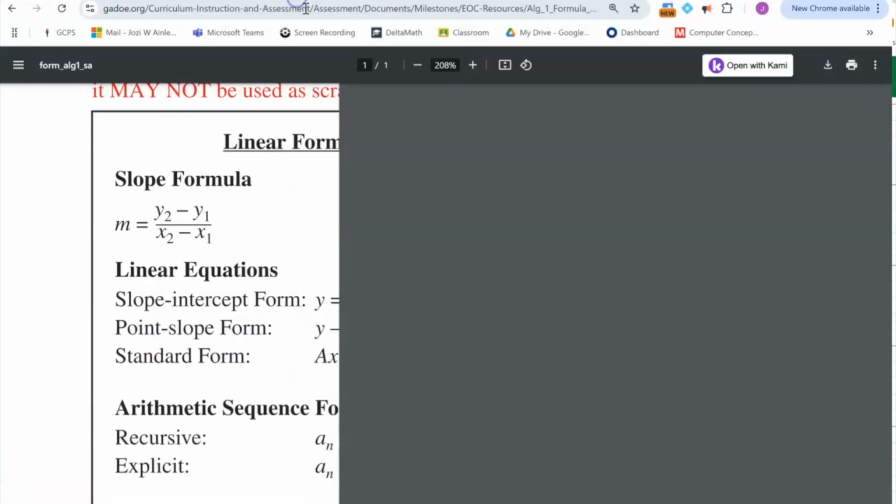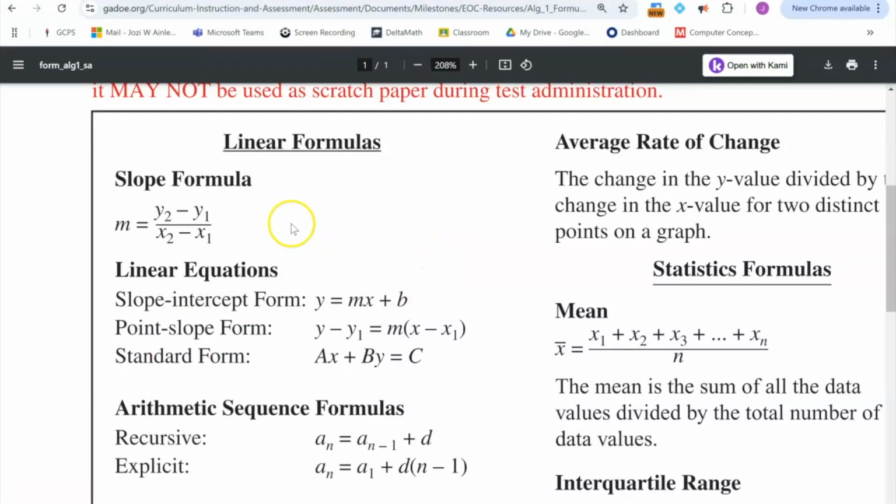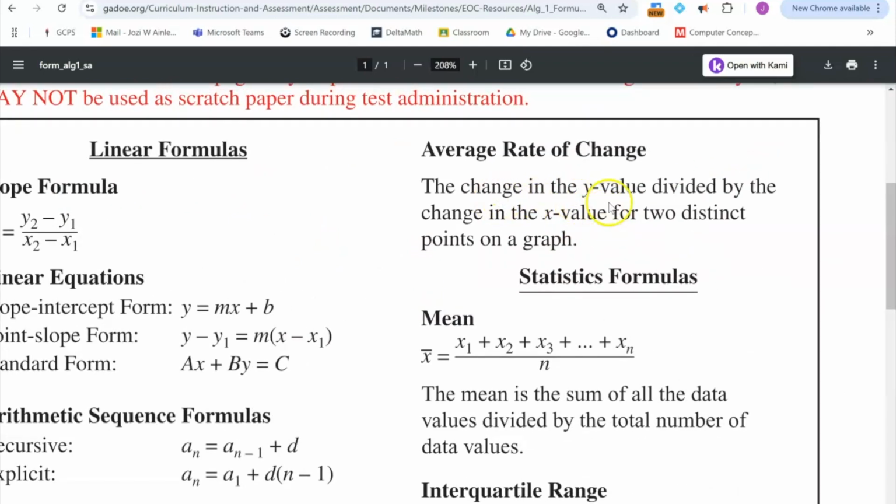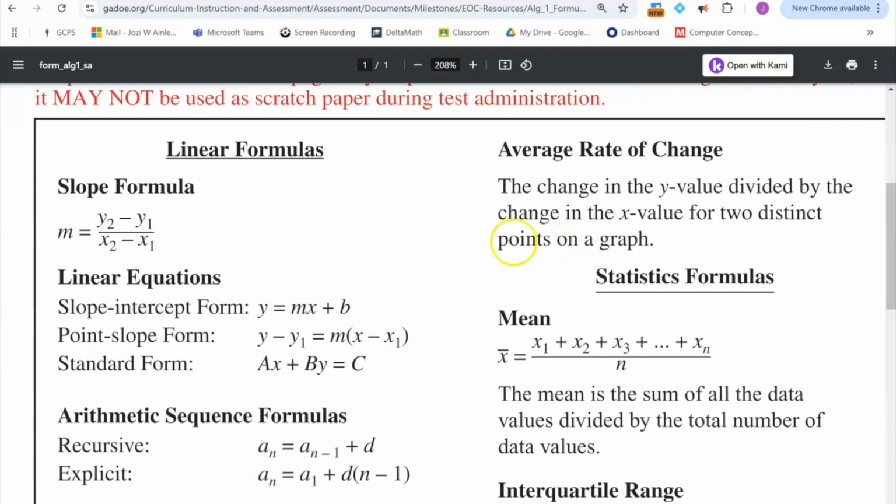It really doesn't matter which one you're finding it from. We're going to, again, go to our reference sheet, our formula sheet, and we're going to find average rate of change. It's right here at the top. What does it say? The change in the y value divided by the change in the x value for two distinct points on the graphs. And what does that sound like? It sounds exactly like the slope. The change in the y, y2 minus y1, divided by the change in the x, x2 minus x1. The only difference is that it has two distinct points on the graph. In other words, they're going to give you x2 and x1.